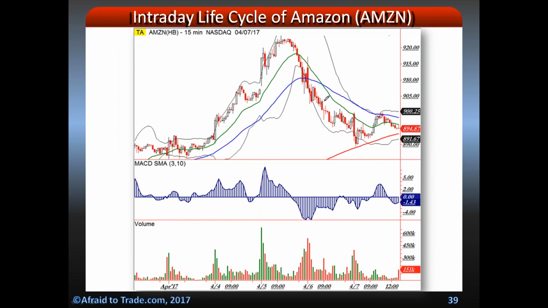So just kind of visualize with me. Yeah, Tom says smaller time frames may have shown divergences. Absolutely, both on the way up and the way down. Okay, so this is Amazon 15 minutes.